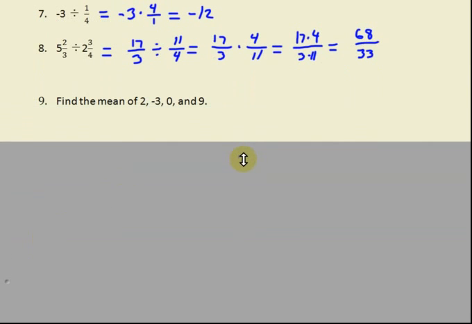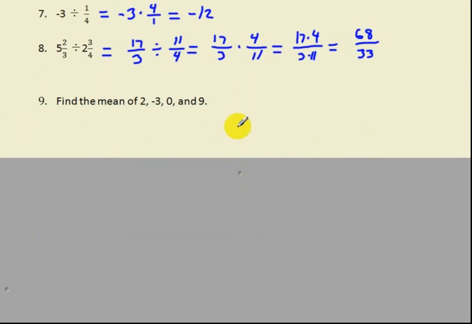Okay, next type of problem. Find the mean of 2, negative 3, 0, and 9. So first of all, we have to add these together. So 2 plus negative 3 plus 0 plus 9, and then we're going to divide that by the number of numbers. So we have 4 members in this group, so we're going to divide by 4.